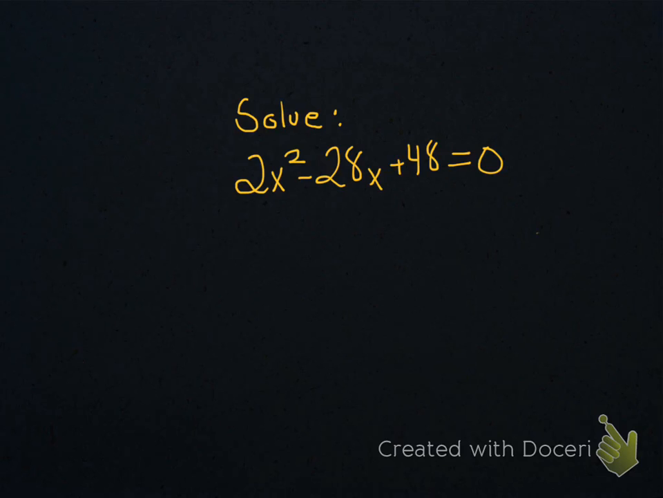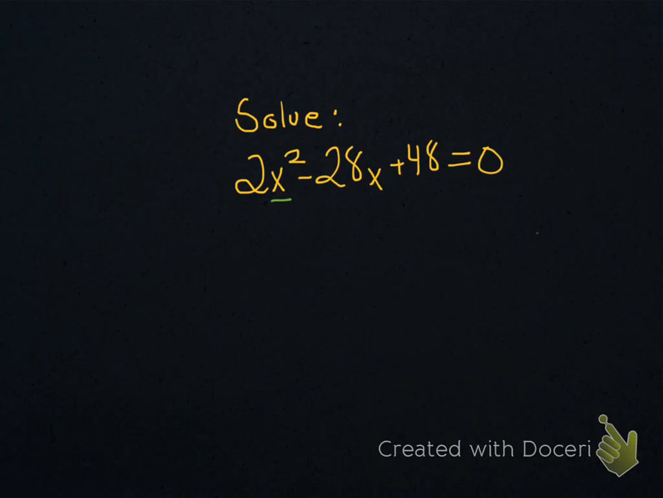So here's a problem that I'm giving you. It's a quadratic. How do you know? Because its highest degree is a 2, and that makes this a quadratic trinomial equation. So how can we solve? Well, first of all, we could solve using the quadratic formula. We could solve using the graphing calculator, which is my favorite, or we could solve by factoring. We could at least try to solve by factoring and see if that gets us the answer.